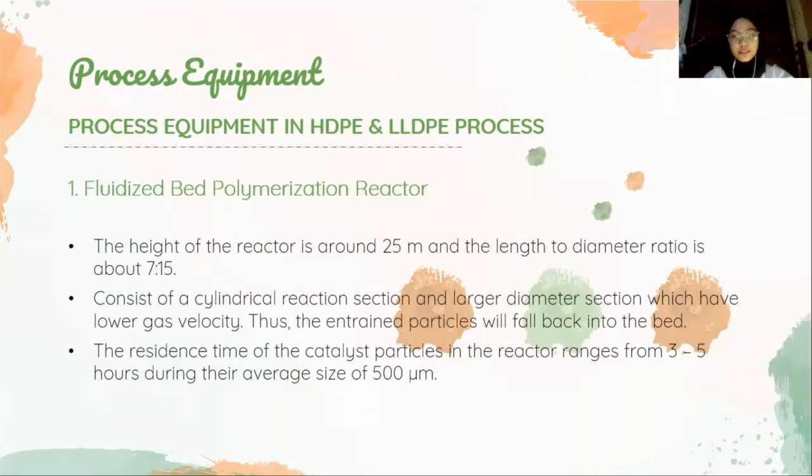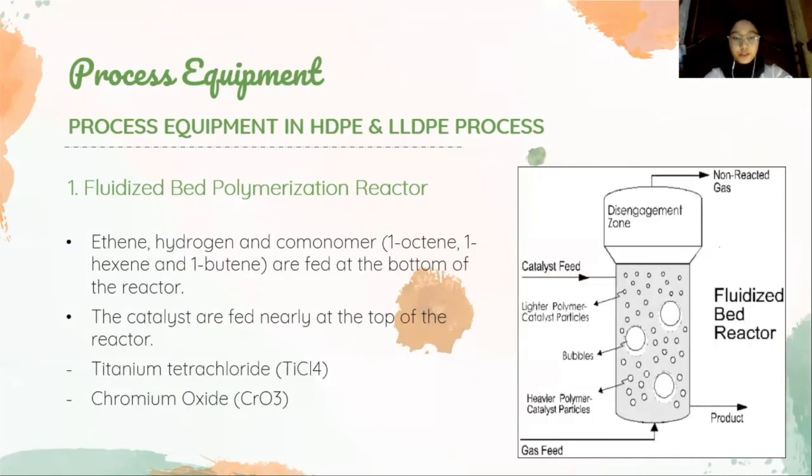Next, we move to the process equipment in the HDPE and LLDPE process, the fluidized bed polymerization reactor. The height of the reactor is around 25 meters and the length to diameter ratio is about 7 to 15. It consists of a cylindrical reaction section and a larger diameter section which has lower gas velocity. Thus, the retained particles repel back to the bed. The residence time of the catalyst particle in the reactor ranges from 3 to 5 hours during their average size of 500 micrometers.